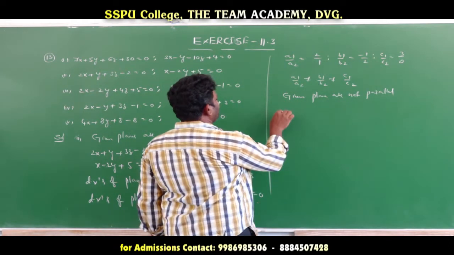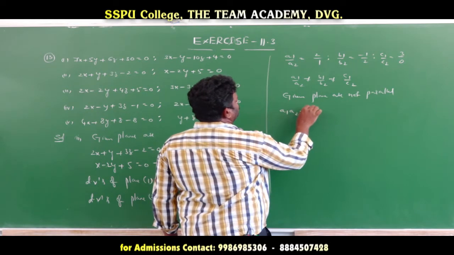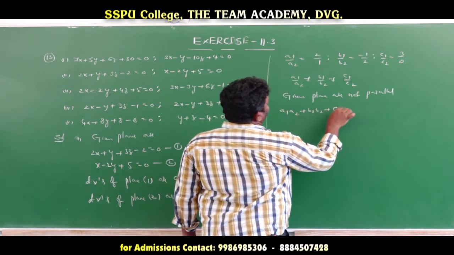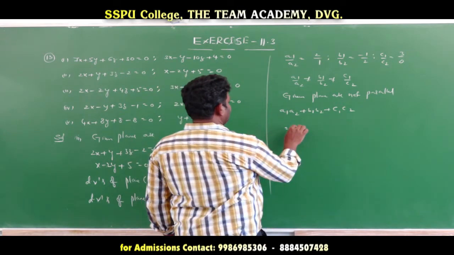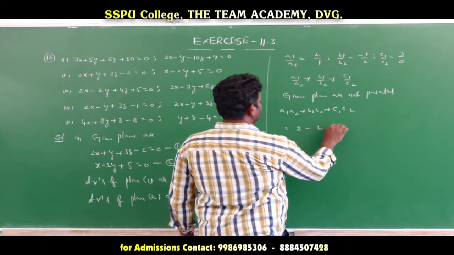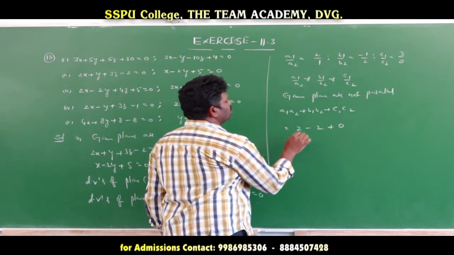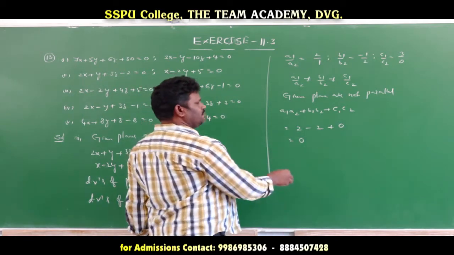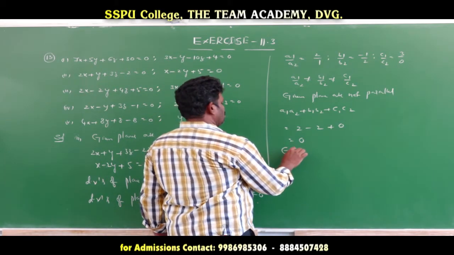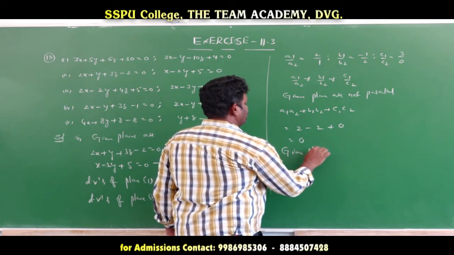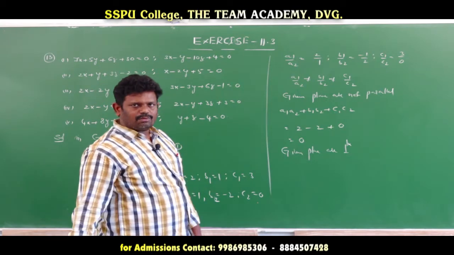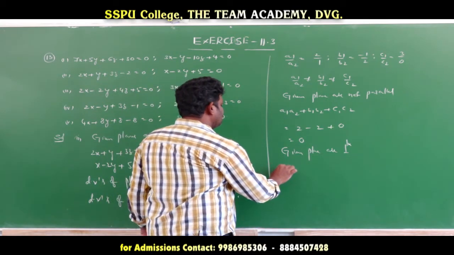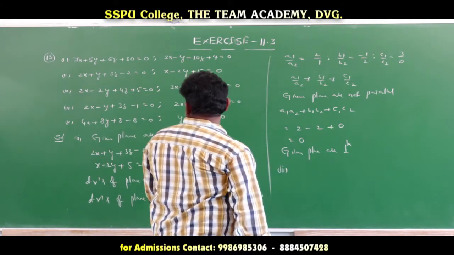Now we verify perpendicular: A1 A2 plus B1 B2 plus C1 C2. A1 A2 means 2 into 1, 2, and B1 B2 is 1 into minus 2, minus 2. This value is equal to 0. Then the total is 0. Therefore, the given planes are perpendicular.